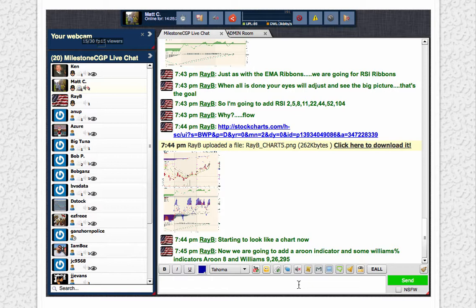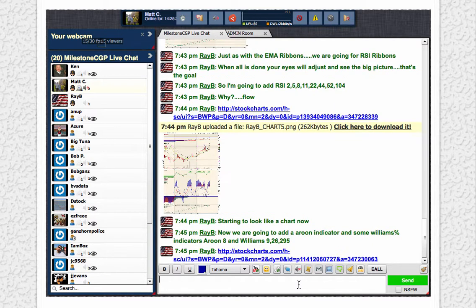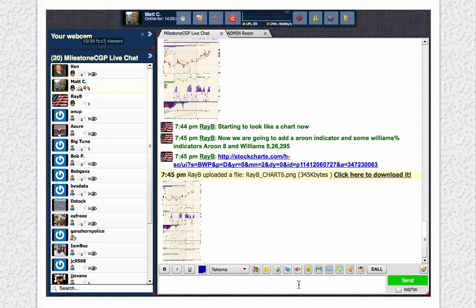Now we're going to add the Aroon indicator and some Williams %R indicators. The setting for the Aroon is 8 and the Williams are 9, 26, 295. If you're not familiar with all these indicators, don't worry, you will have homework at the end of this session and you will have links, so you will be able to go and study and learn these.